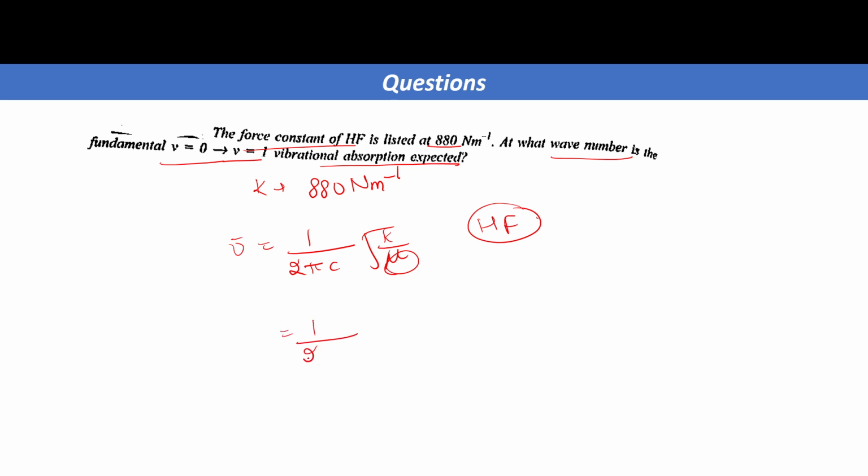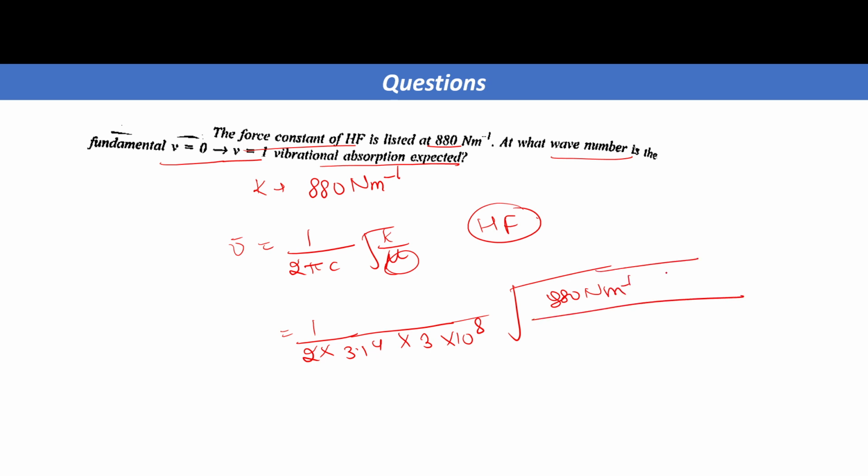So it will be 1 into 2 into 3.14, c we know is 3 into 10 to the 8, and k is given to be 880. Now we have to calculate the reduced mass. Reduced mass we can directly calculate here itself. It will be 1 multiplied by 19 divided by 1 plus 19, divided by 6.02 into 10 raised to power 23. So after solving it, the answer will be 3960.7 centimeter inverse.